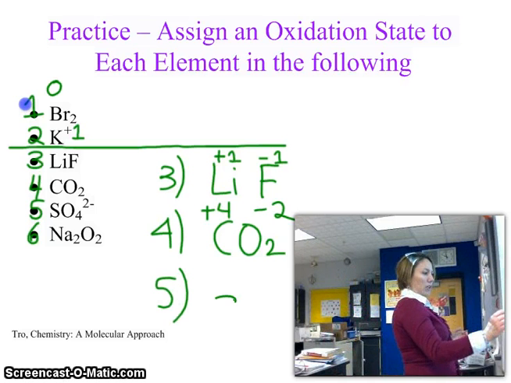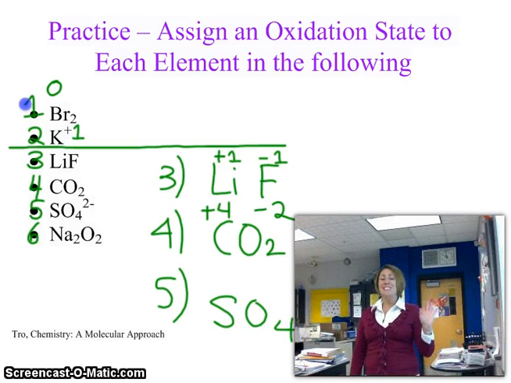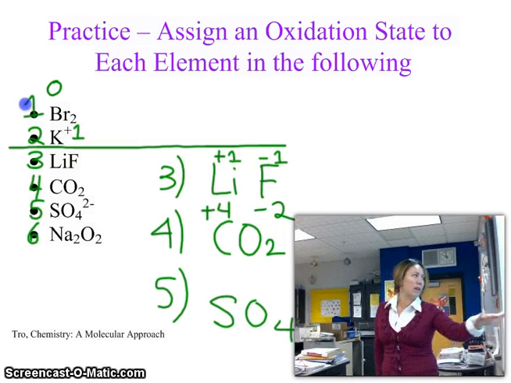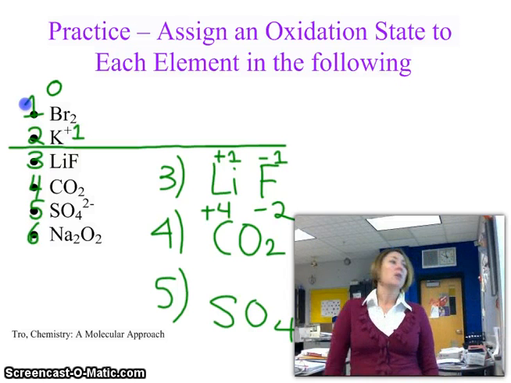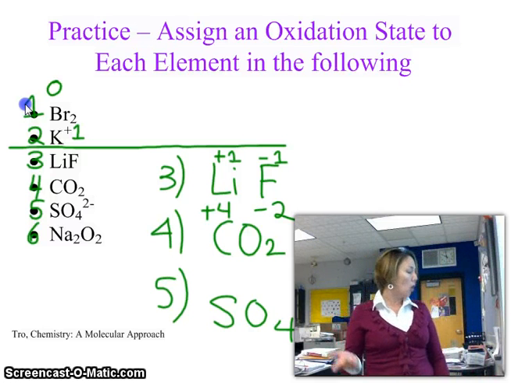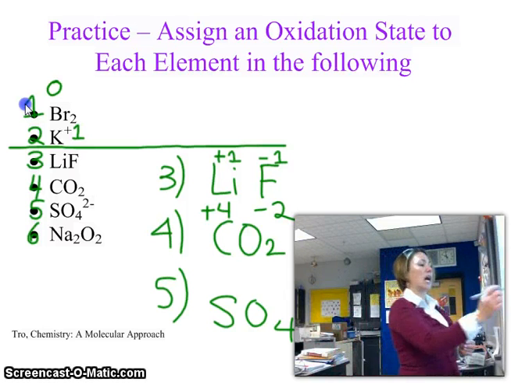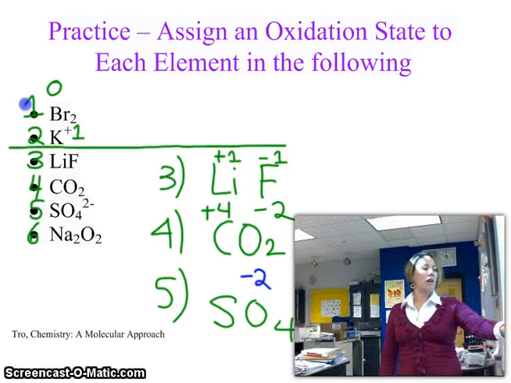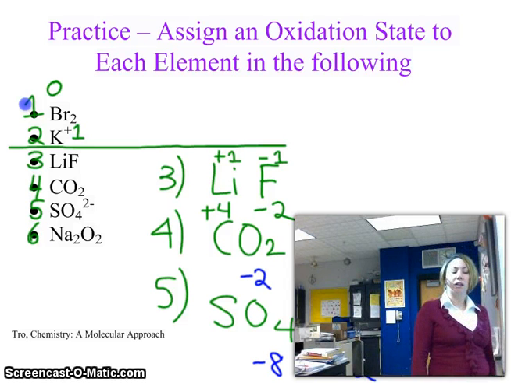Number 5 is interesting because this is a polyatomic. So instead of all the charges totaling 0, in this one, all the charges will total -2, the charge on the polyatomic ion. So still you go through your rules. Anybody in group 1? No. Group 2? No. Fluorine? No. Hydrogen? No. Oxygen? Yep. And when you've said no to all the other rules, oxygen is -2. There are 4 things that are each -2, so the total negative charge is -8. Now, instead of them equaling 0, remember I want them to add up to -2. So sulfur has to be then +6.